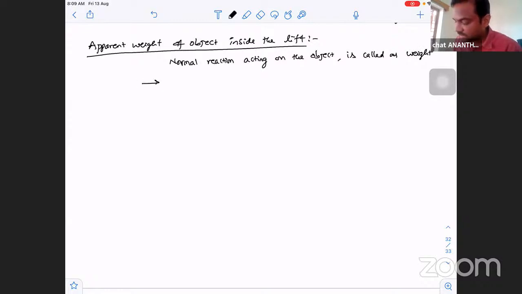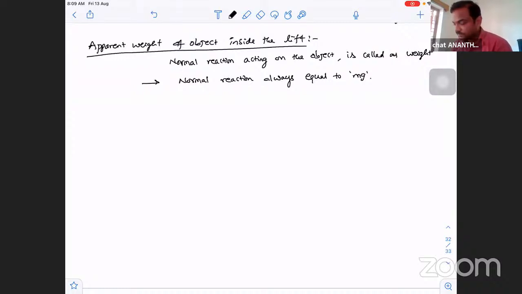And don't think that normal reaction is always equal to mg. It can be more than mg, it can be less than mg. It all depends on what other forces are also acting.